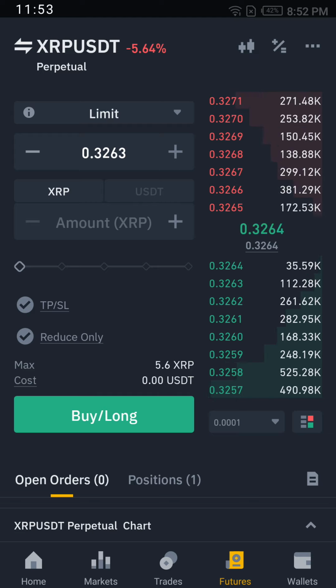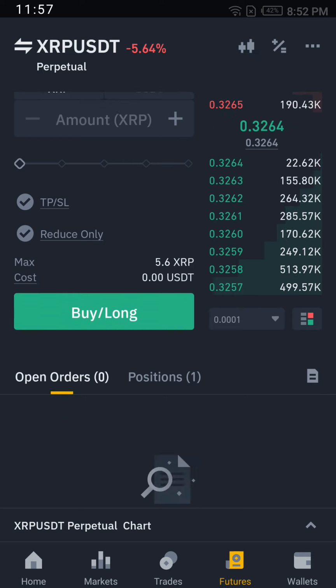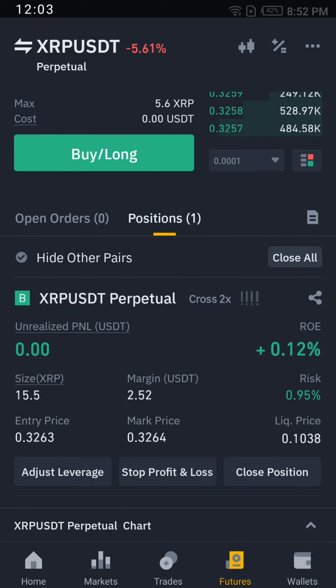You see this market has picked my price now. You can see open orders 0, positions 1. I have 1 position, so you can see the profit I've made now is 0.06%. So that is how it works.